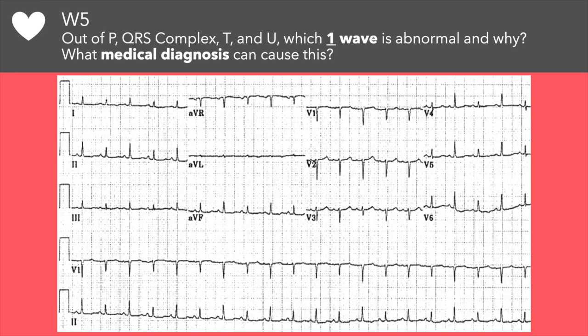W5, out of P, QRS complex, T, and U, which one wave is abnormal and why? What medical diagnosis can cause this? Looking at the QRS voltage, it appears pretty low. In fact, some are really, really low, and some are higher. You may even say that it's alternating. This is called electrical alternans. Some voltages are low, higher, lower, higher, lower. It alternates. The medical diagnosis this is associated with is massive pericardial effusion.